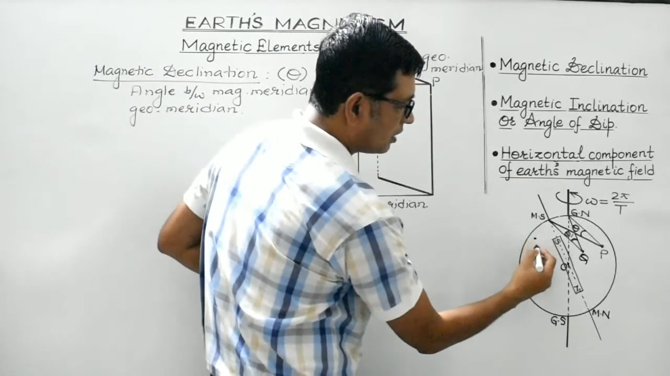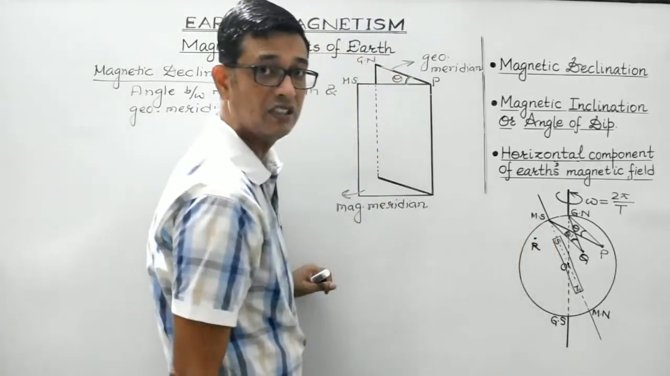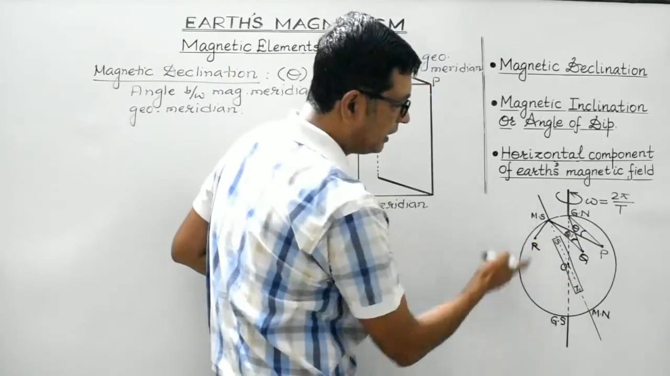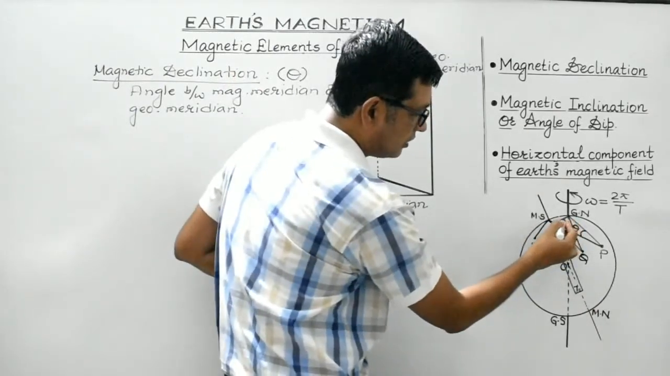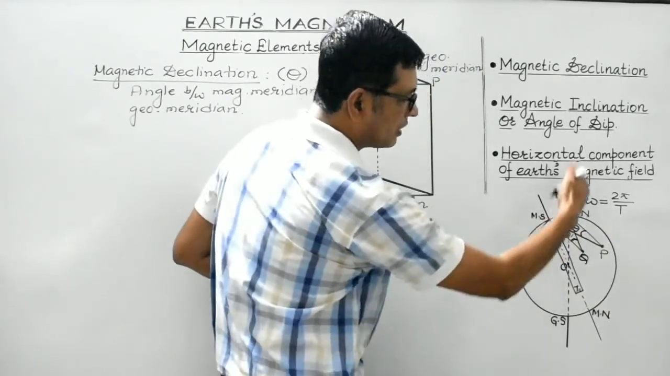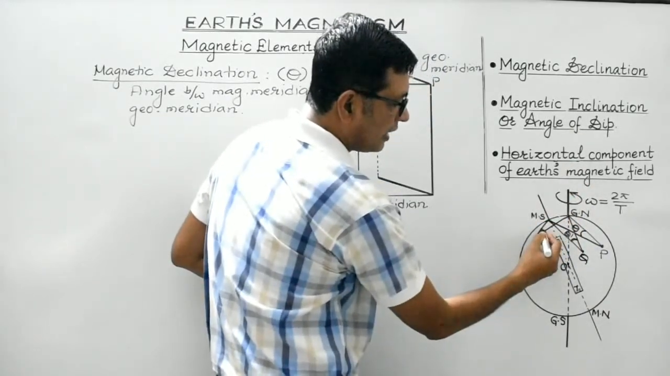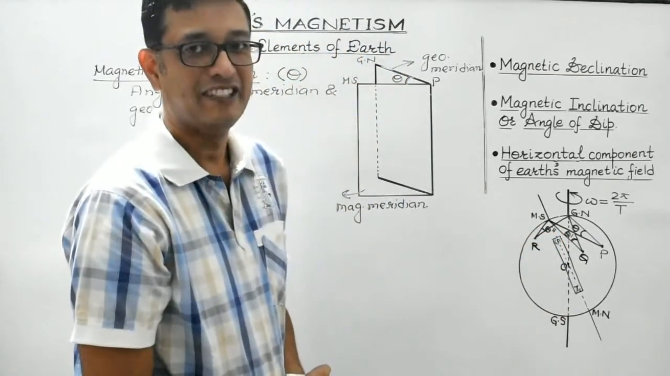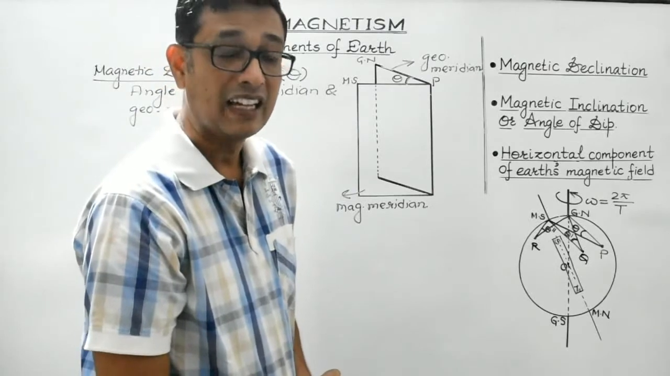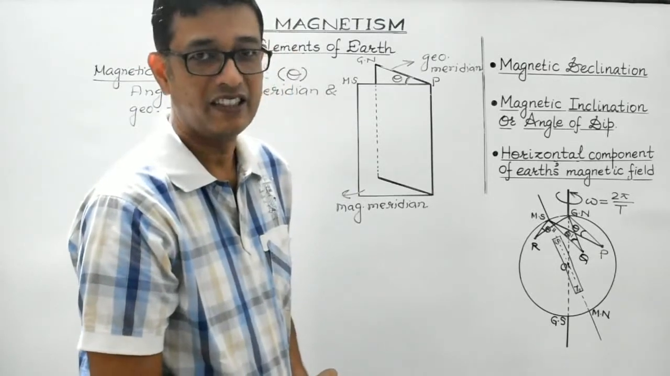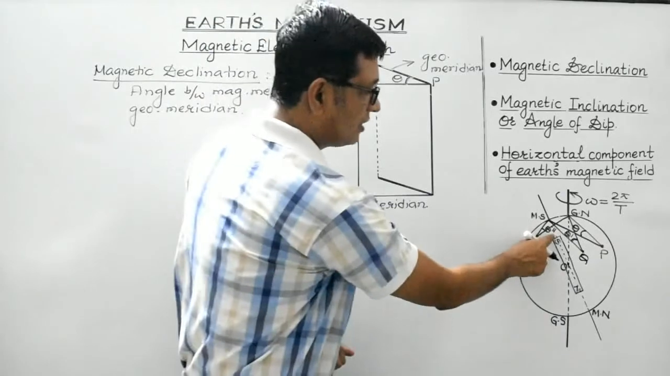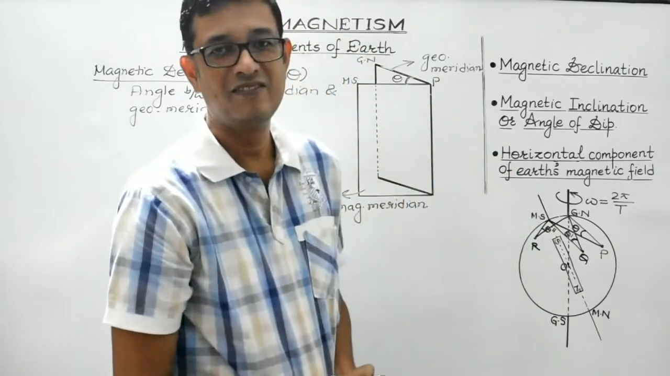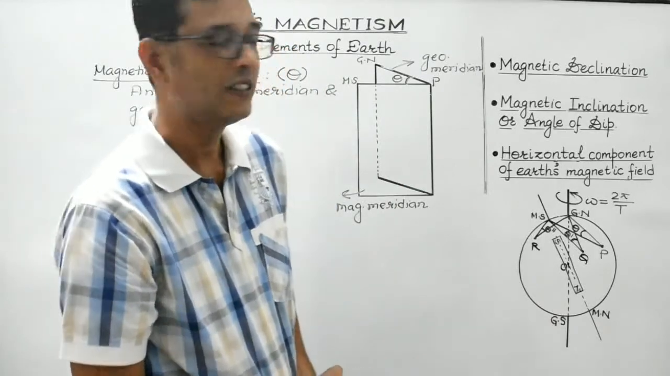Suppose this is another point R, another place on the earth R. So now magnetic declination would be this one. This is a vertical plane, and this is another vertical plane. Let us assume it to be passing through the geographic axis. So this angle, suppose theta double dash, will be the magnetic meridian. And the angle between the magnetic meridian and the geographical meridian, theta double dash, will be the magnetic declination at place R. Clear? I hope you have understood this.